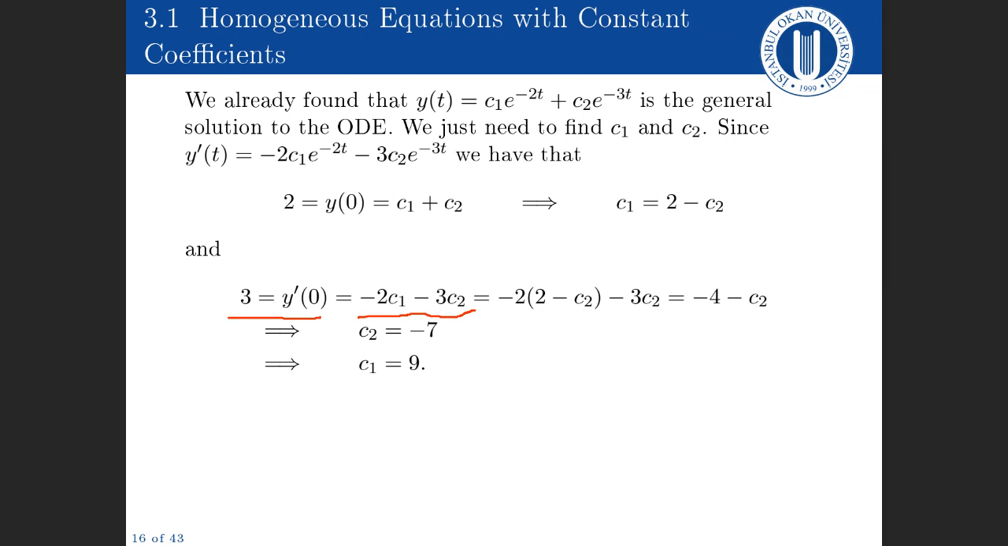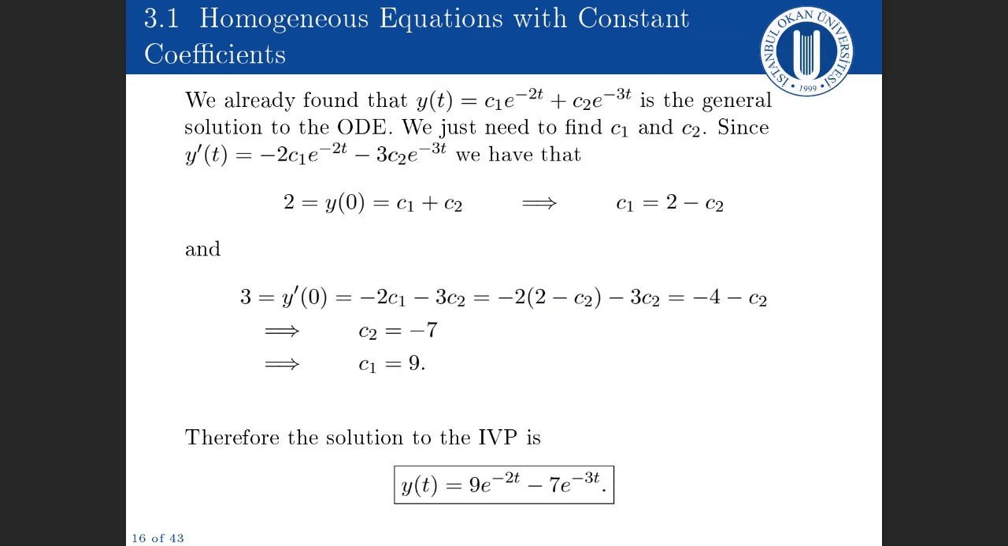Now let's combine these two equations together. For the first one, c1 must be 2 minus c2. Substitute that into the second equation, and we can simplify that to minus 4 minus c2. So c2 must be minus 7, and once we know that, we know that c1 must be 9. And then we've finished the problem. We can write down that the solution is 9e to the power minus 2t minus 7e to the power minus 3t.